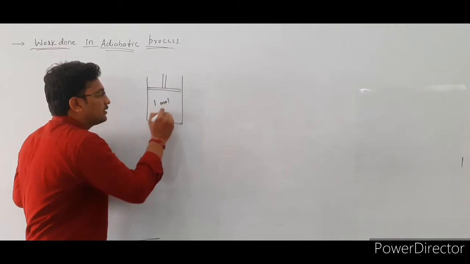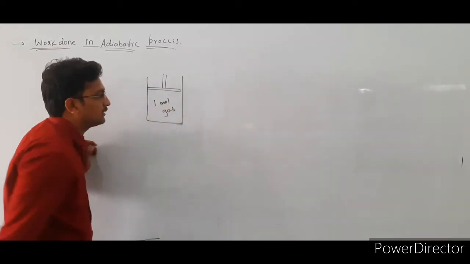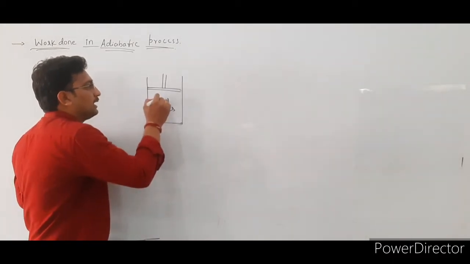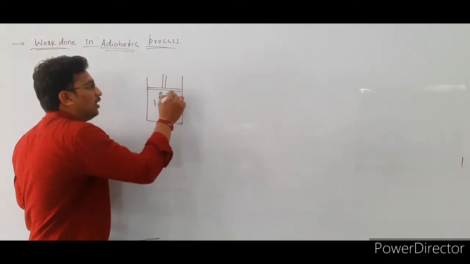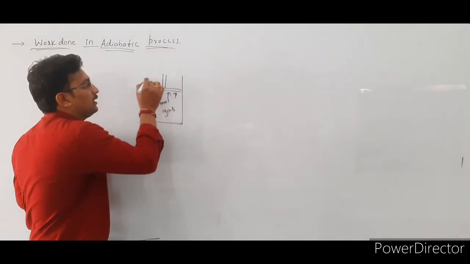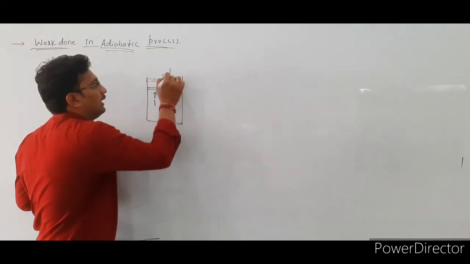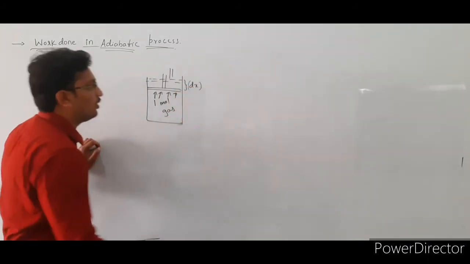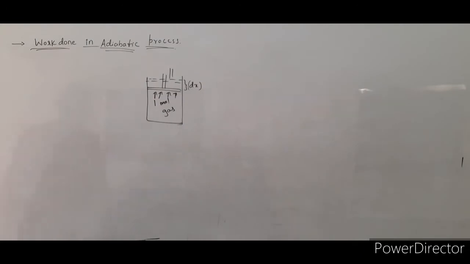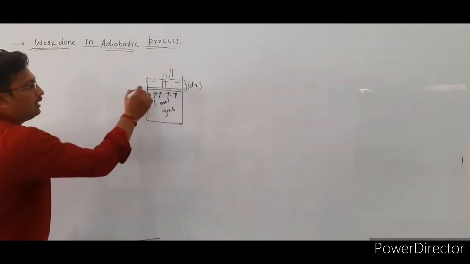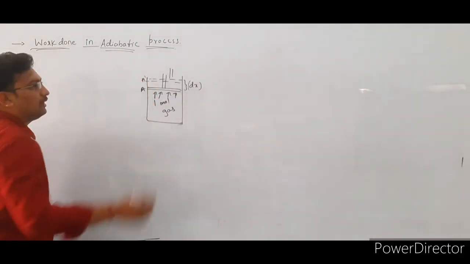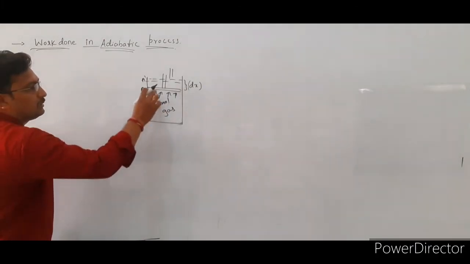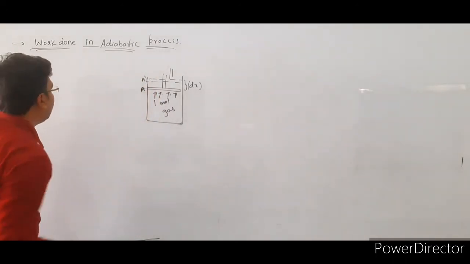This gas has a certain volume and pressure, and the gas molecules exert pressure on the piston. Due to this pressure the piston moves in the upward direction and covers a small distance, that is dx. Okay, see here, to move the piston from this position to this position we have to do some amount of work. Due to this pressure the piston moves from position A to position A dash.